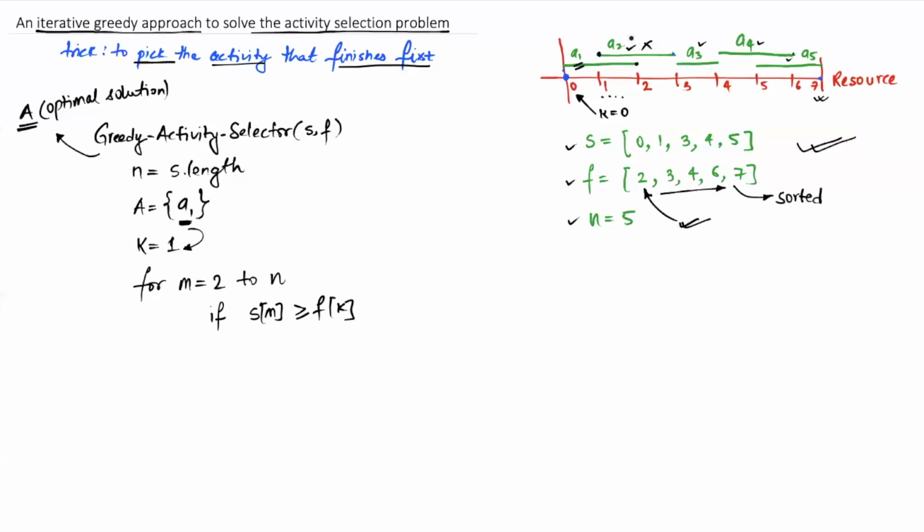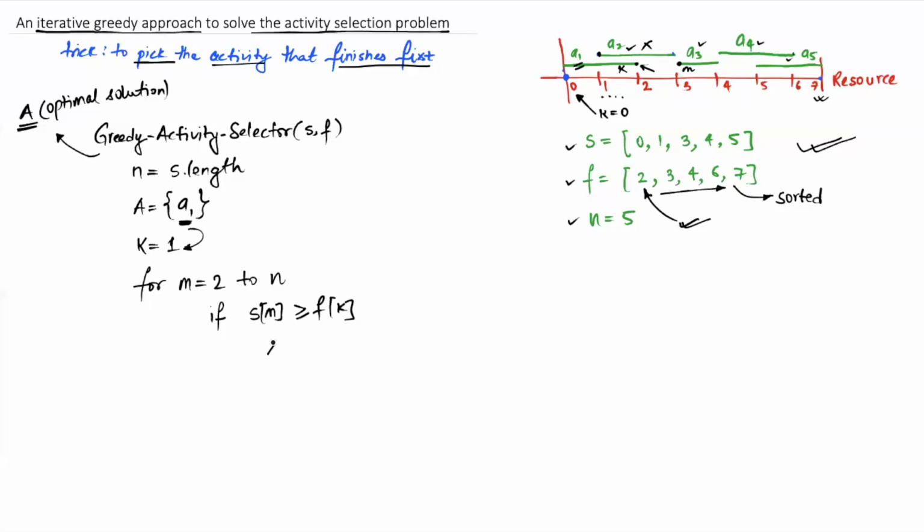This is incompatible. If this happens, then we will keep looping through. Otherwise, if we find an activity whose start time is more than or equal to the finish time of our previous activity, let's say this is A m, then we will add this to the part of our optimal solution.